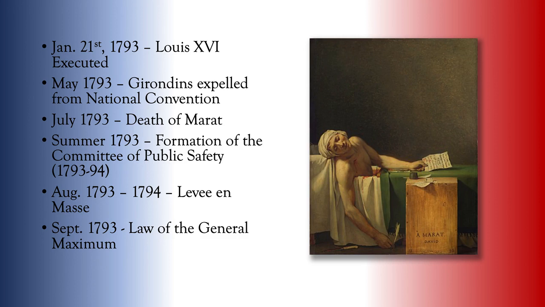To the right on the screen, you can see Jacques-Louis David's famous painting, The Death of Marat. Marat, as we know, was a fanatical journalist in the revolution who was responsible for a lot of the rumors and mob violence and more extreme and violent moments of the revolution. And so naturally, he became a target of the counter-revolutionary movement.